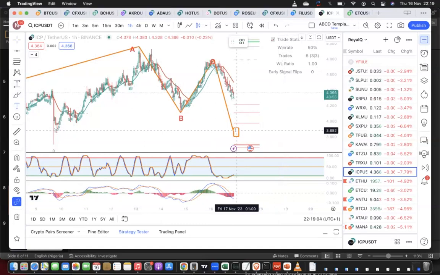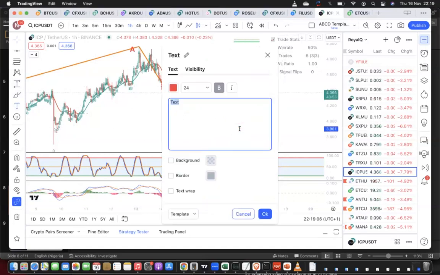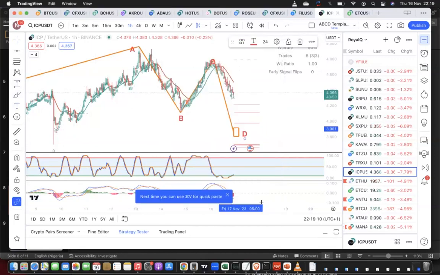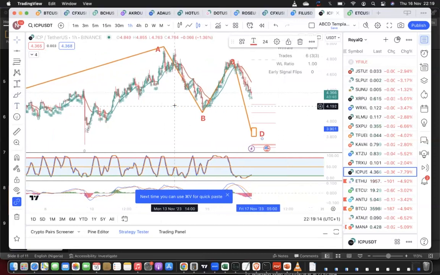So, we're recording on this. Let me just keep this next to this. This is D. The Gartley indicator is telling you that at this point, you're going to have an upward movement for ICP. So let's take note of these things.